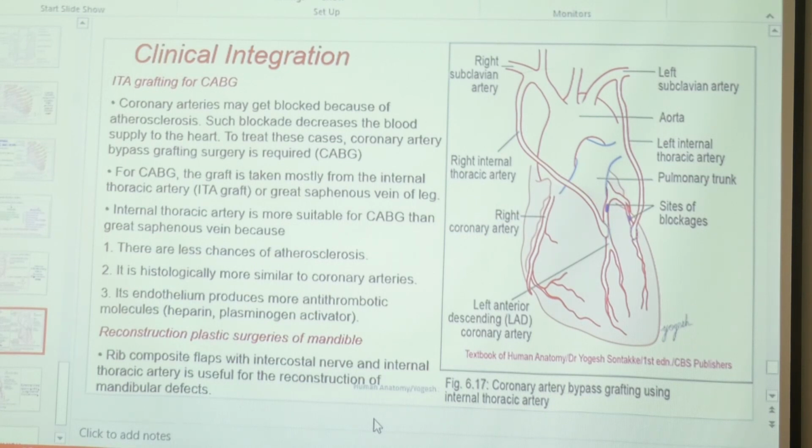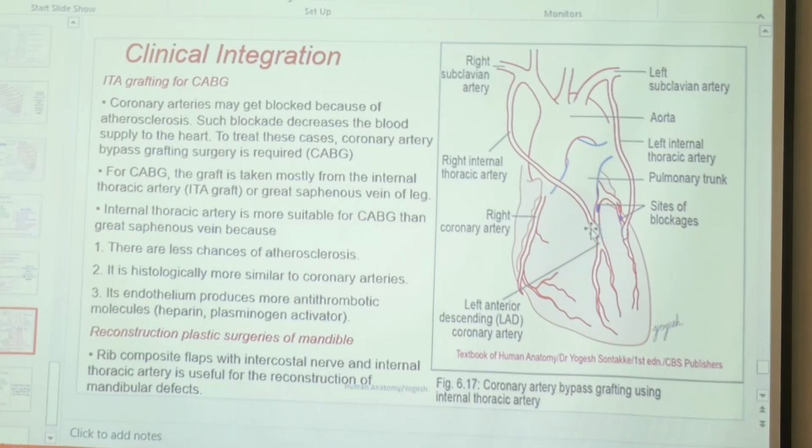So here you can see the internal thoracic artery has been used as the coronary artery bypass graft. See, this is the artery supplying branches of the coronary artery supplying the heart, and this blue area is the site of blockage. So the artery has been cut and anastomosed with the distal part of the artery, distal to the blockage. That is how coronary artery bypass graft is done.